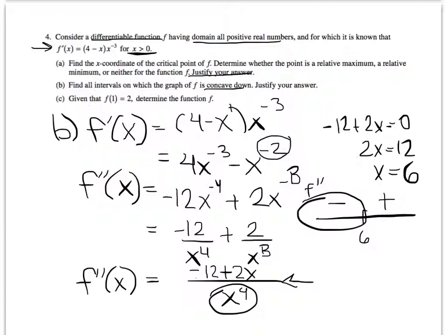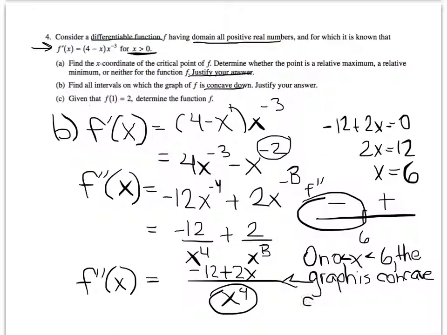So then we can say on the interval from 6 to 0, the graph is concave down because the second derivative is less than 0. It is concave down since f double prime of x is less than 0. I'm running out of space here. There we go, great. Now that was part B.